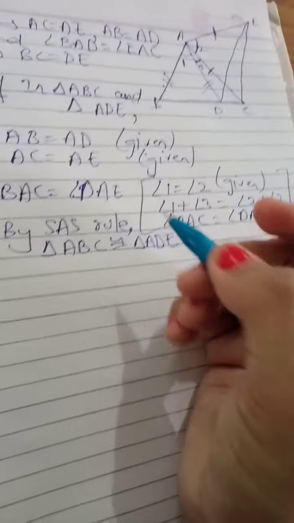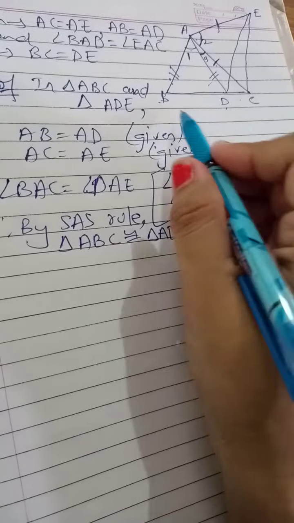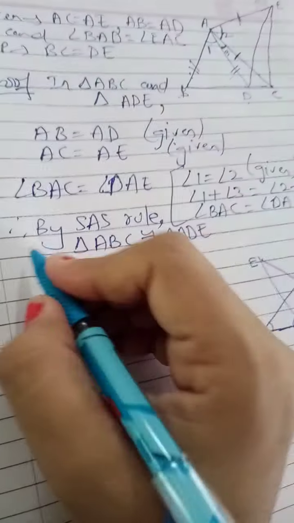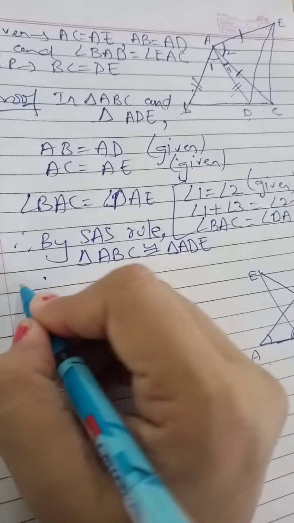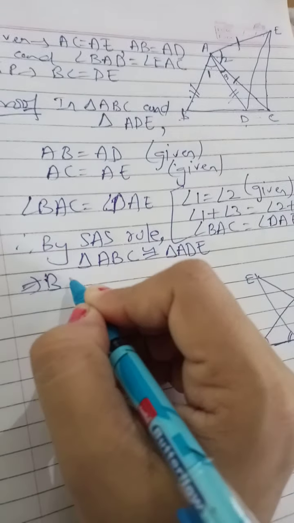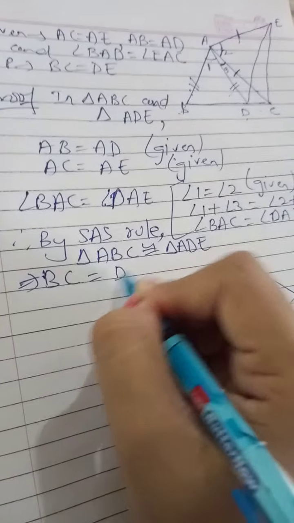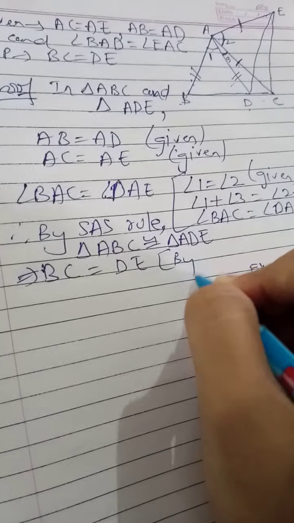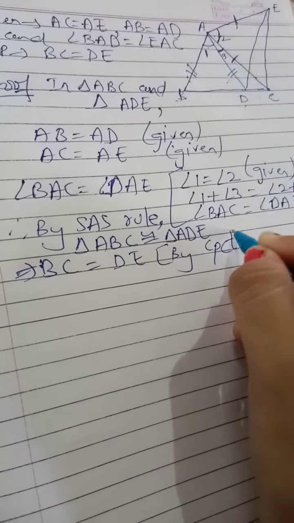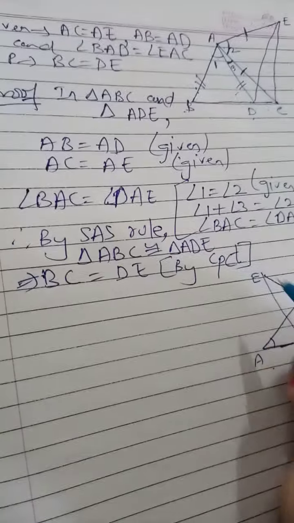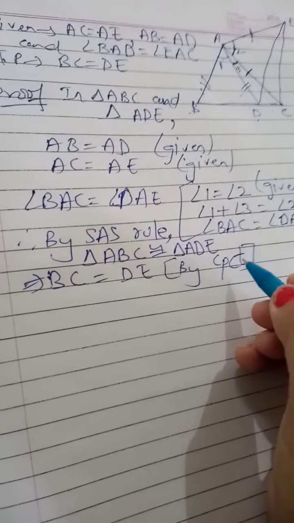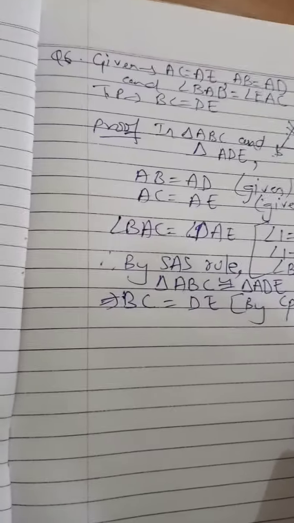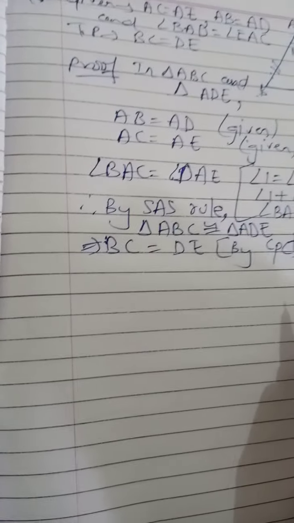But what we have to prove is that BC is equal to DE. It will automatically be clear. This implies that BC is equal to DE by CPCT, corresponding parts of congruent triangles. Okay. Now try question number 7 and 8 yourself. Okay. It is your homework.